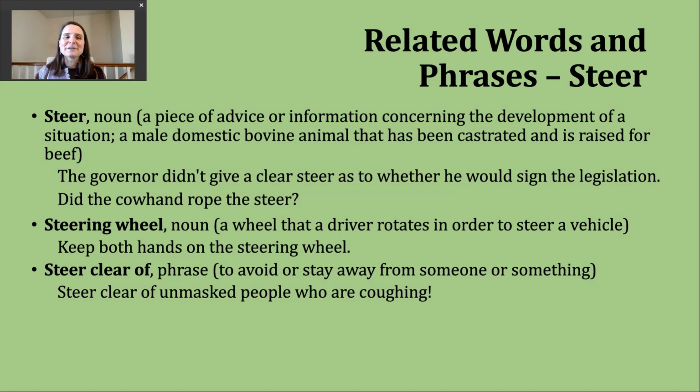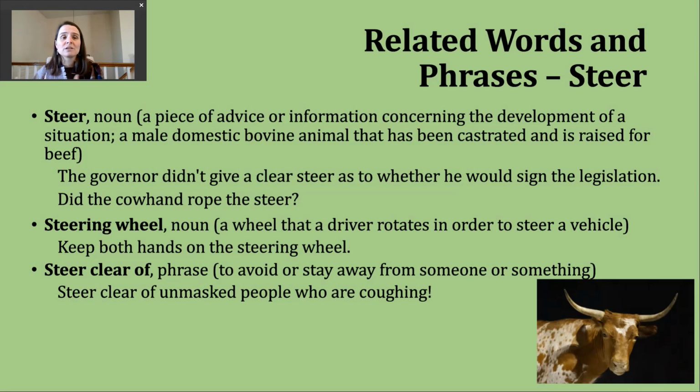A second way you'll hear the noun steer used is in connection to male cows. And these are generally male cows that aren't being used to breed more cows. They are being bred to eventually become beef, become food for people. So an example of this noun in a sentence might be, did the cowhand rope the steer? And I've included a picture on the bottom right-hand corner of your screen. I know sometimes that makes it much easier than any explanation I can offer.